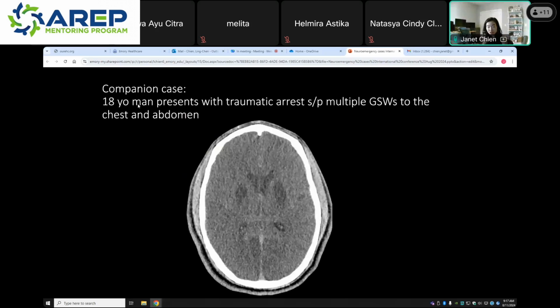So this is a companion case. It's an 18-year-old man who was shot at multiple places in the chest and abdomen and then had a traumatic arrest. Here you can see there's pretty prominent hypodensities involving bilateral lentiform nuclei. And then there's also diffuse cerebral edema. It's too crowded, there's not enough sulci around. And then there's also hypodensities involving your bilateral occipital lobes.